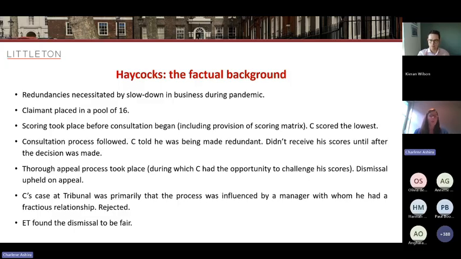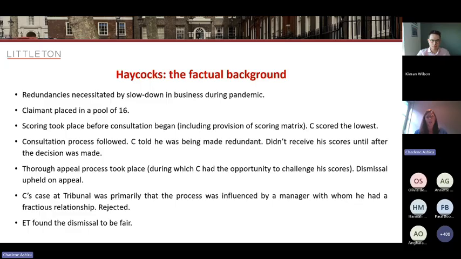The focus of the employment tribunal judge, however, was on the evidence of the manager who did the scoring process. So the judge wanted to know what objective basis the manager had for the scores that she had given. Now, luckily, we had a manager that was able to answer those questions in cross-examination, but many managers wouldn't be able to do so.